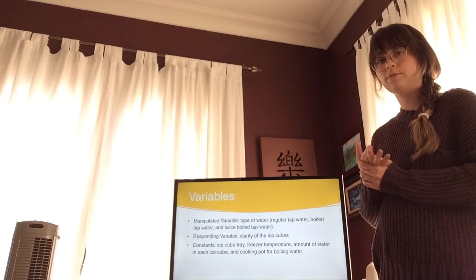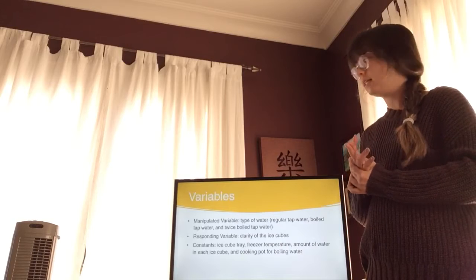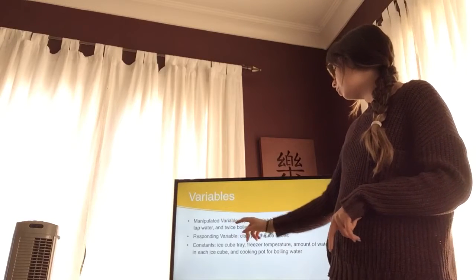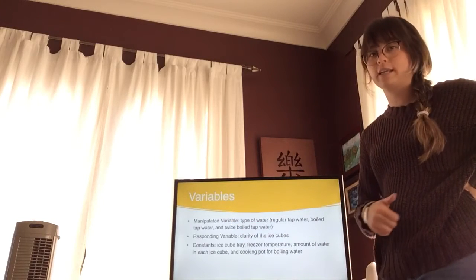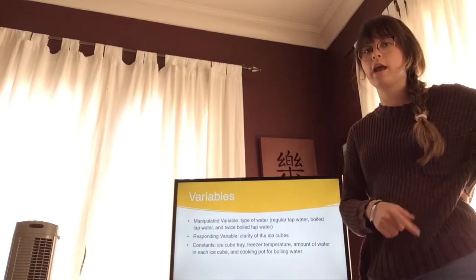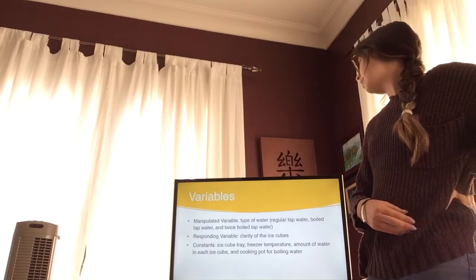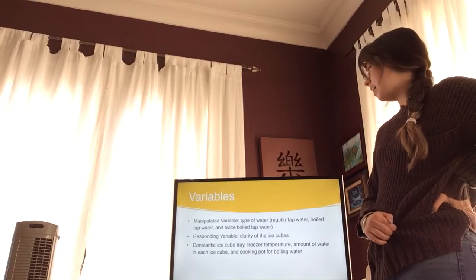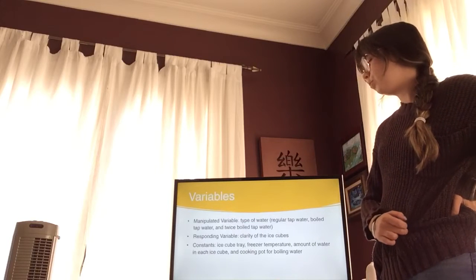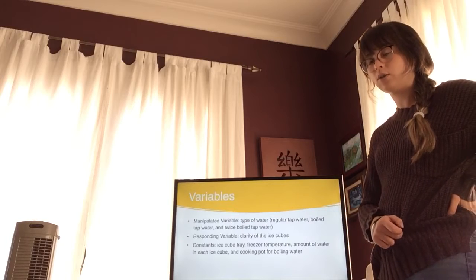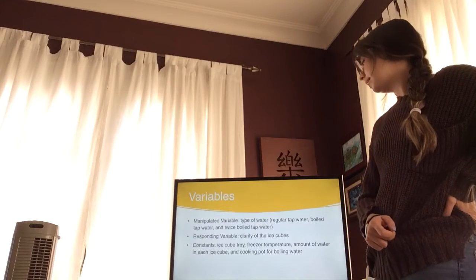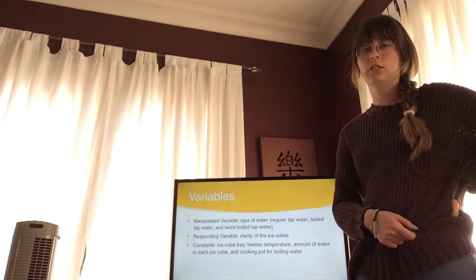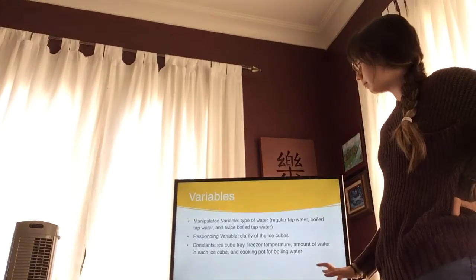So I had some different variables in this experiment. I had manipulated variables, which was the type of water. Again, regular tap water, boiled tap water, and twice boiled tap water. My responding variable was the clarity of the ice cubes. And the constants were the ice cube tray, freezer temperature, the amount of water in each ice cube, and the cooking pot I used to boil water with.